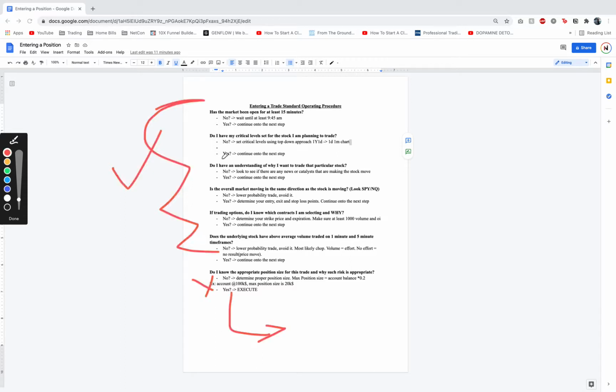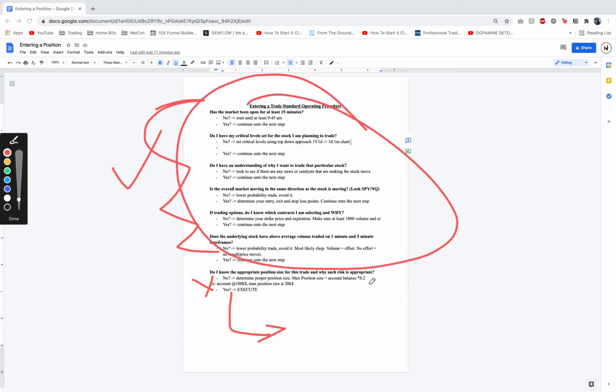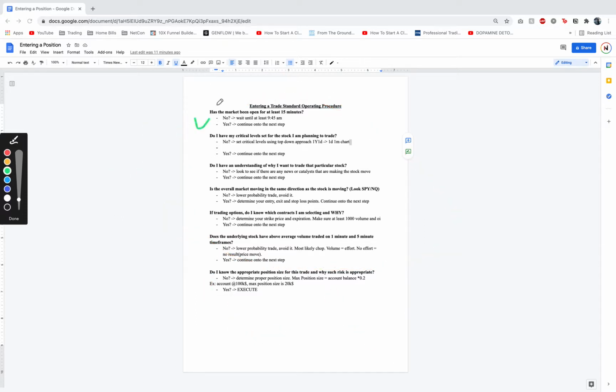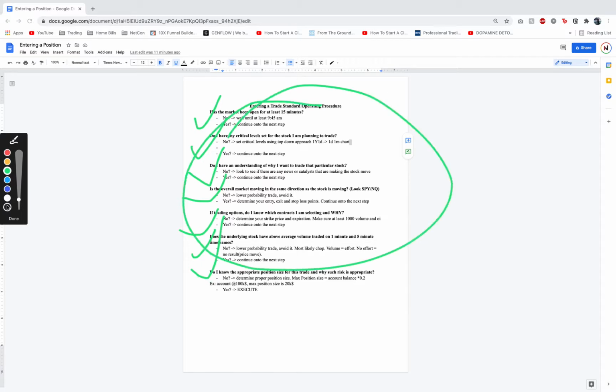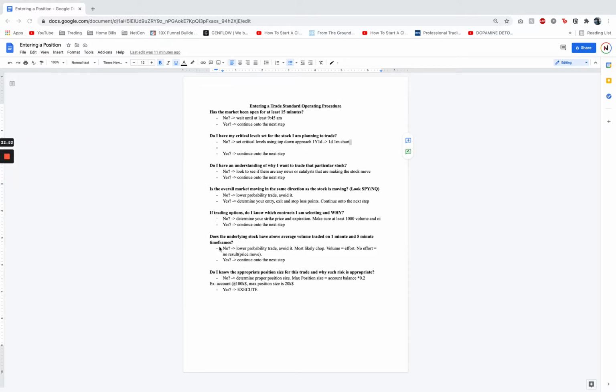Guess what? All the factors can line up, yet I can still take a bad trade based on my position size and blow my account. That is why it's important that all of these checklists are met before you enter a position. Once you check off all these things and they align, only then can you proceed to taking a trade and executing. So this is how I go about standard operating procedures, guys, and how I use this pretty much on a day-to-day basis.